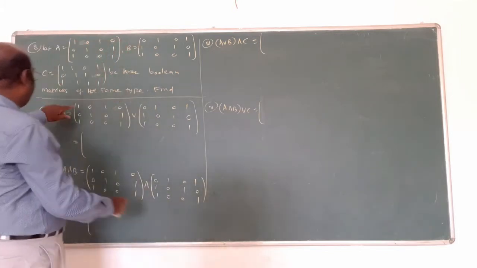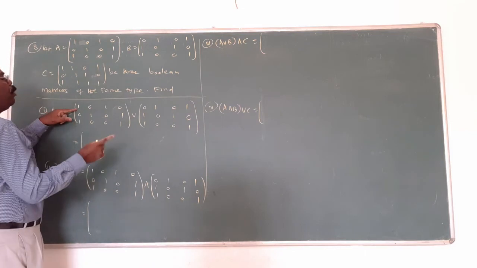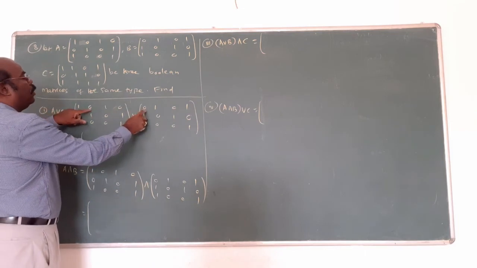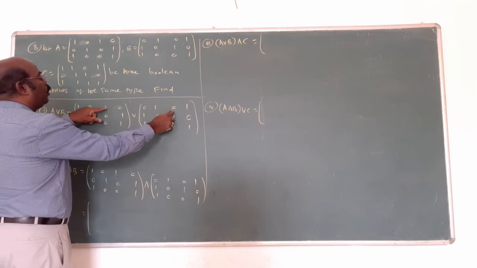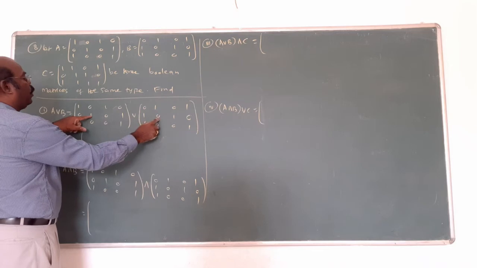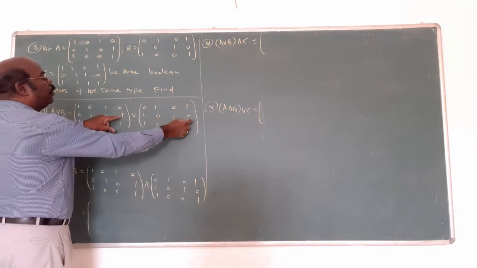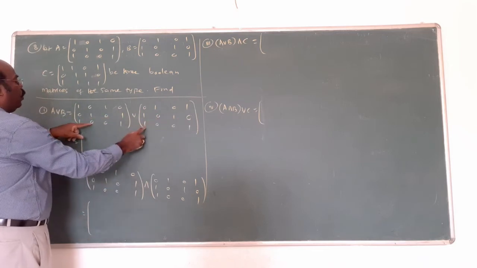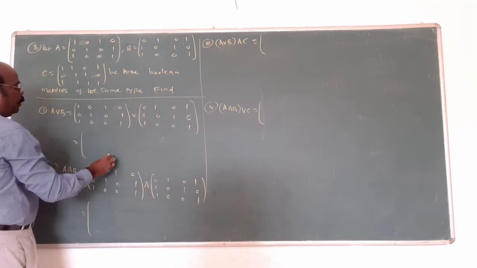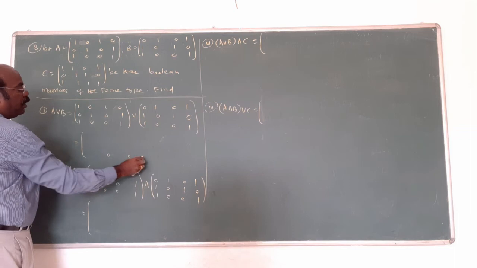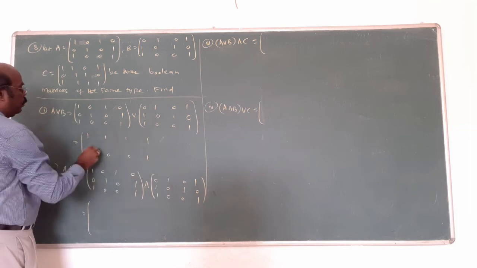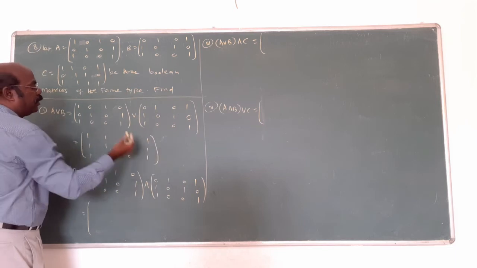Now, take the first element. Both 0 means 0, no? Here 1, 0. Not both 0. Not both 0. Not both 0. Here not both 0. Here both 0. Here not both 0. That means what? Here only two 0s will come. Remain all 1. Am I right? This is that. That's all.